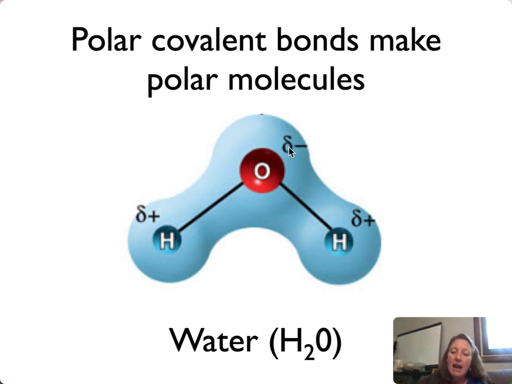So, in water, we have an oxygen bonded to two hydrogens. And because the oxygen is bigger than the hydrogens, it has more positive charge because of the more protons. That means the electrons like to spend more time here. So, this end of the water molecule becomes partially negative. The hydrogen ends of the water molecule therefore become partially positive because they don't see the electrons as often.